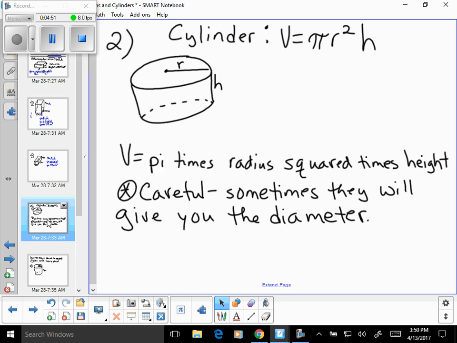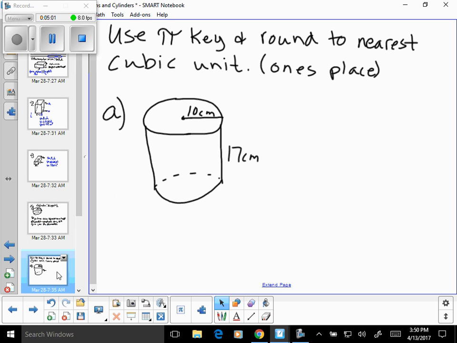And again, you've got to be careful because, of course, sometimes they're going to give you the diameter in the figure that they show you. So let's move on to this example, example A of cylinders. Now notice here they really do have a tendency to expect you to use the pi key and read your directions. They will often tell you to round to the nearest cubic unit. Well, unit means ones place. A unicycle has one wheel, so unit means one.